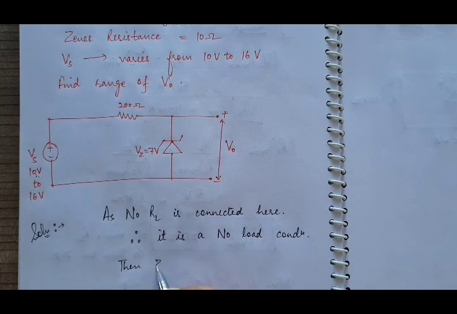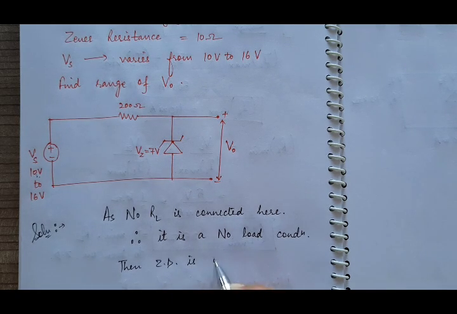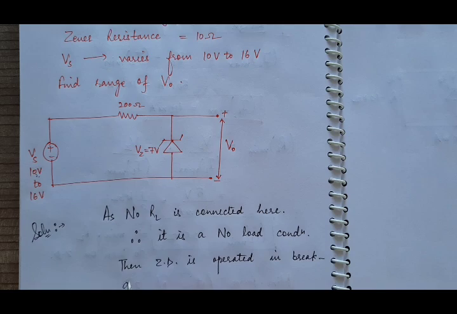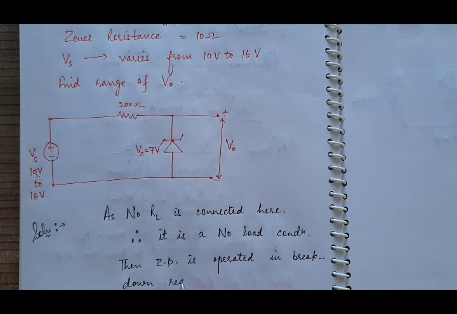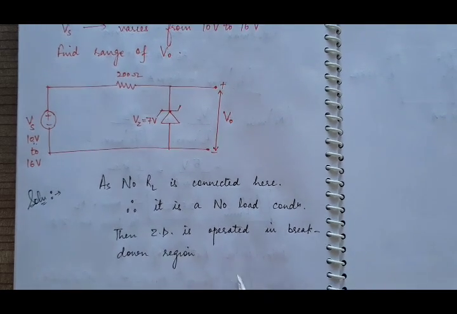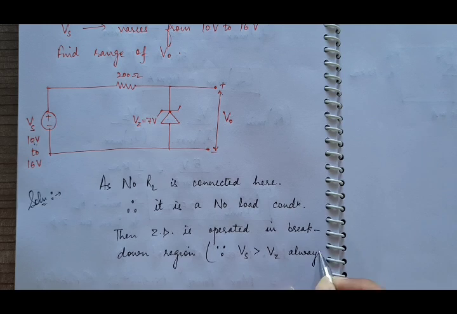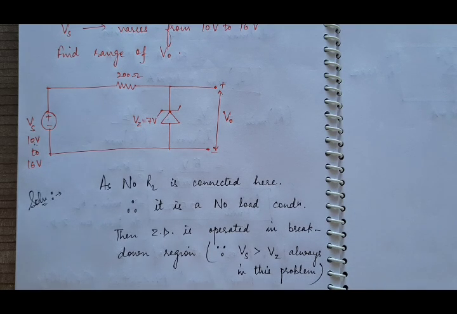So then, Zener diode is operated in breakdown region. Why? Because Vs is always greater than Vz in this problem. Because Vz is 7 volts and the minimum value of Vs is 10 volts, which is greater than Vz.